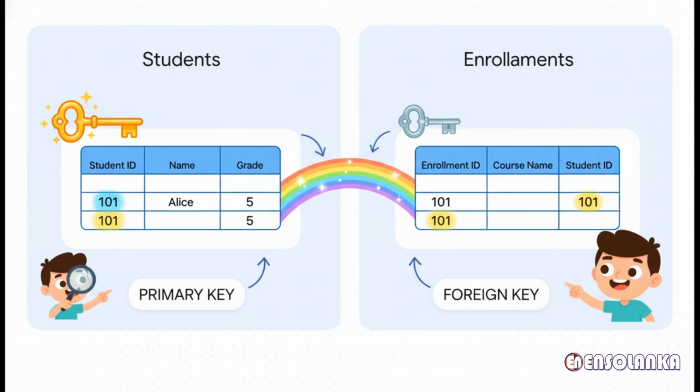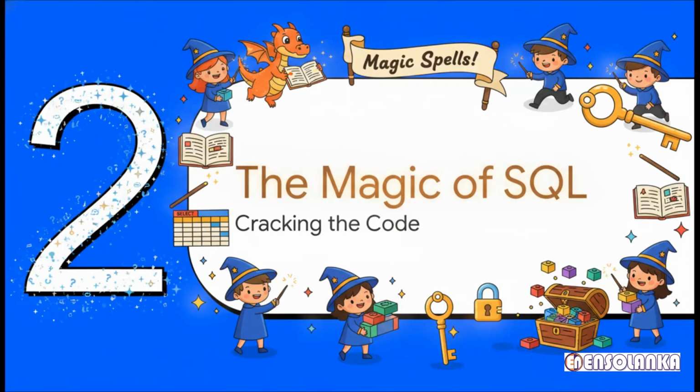We could have a new table called enrollments that just uses student IDs and class IDs to show exactly who is taking what class. That's how it all connects. Okay, so we've got our neat, organized, and connected tables. But how do we actually talk to the database? How do we ask it questions or add new students?